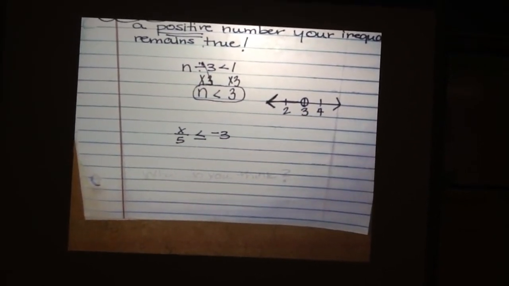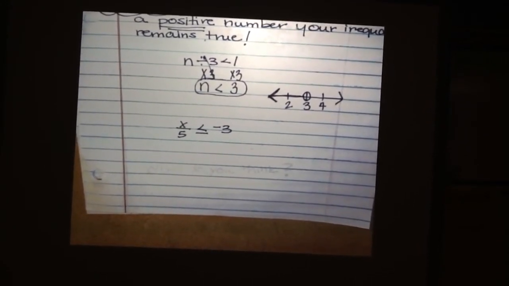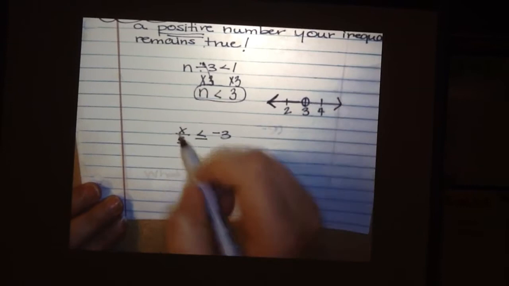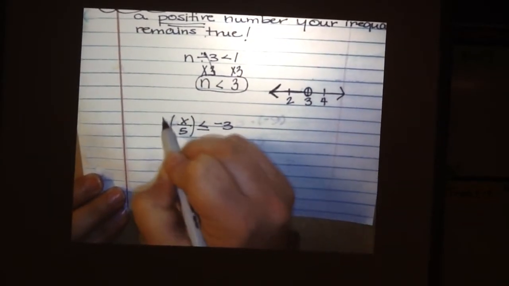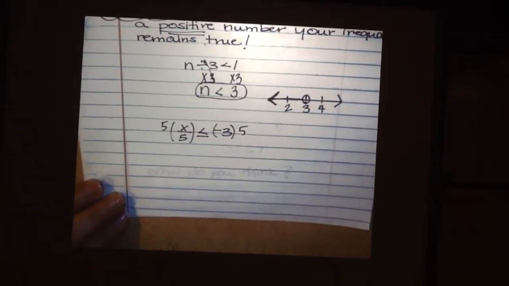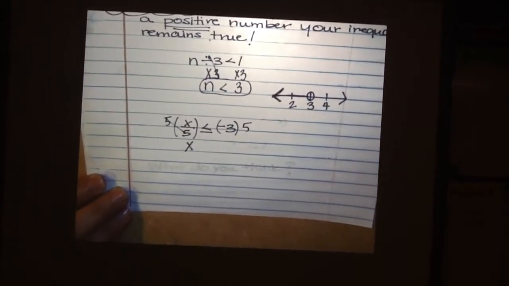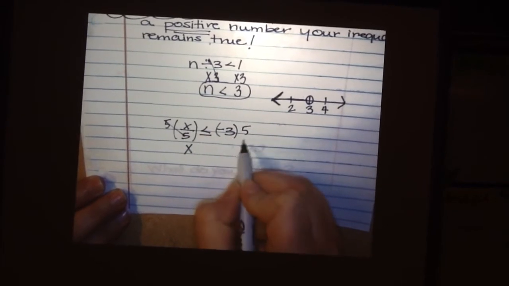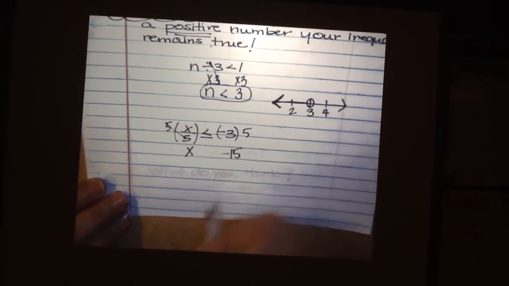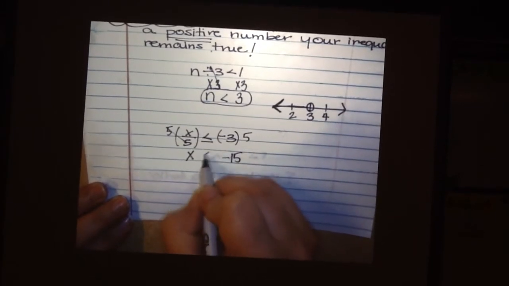Make sure to write this down. We're going to work through this. Okay, so this is division. We have a division problem here. So we are going to do the opposite of division, which is multiplication. So we're going to multiply by 5. What we do to one side, we have to do to the other. Okay, so our 5's cancel. We're left with x, and negative 3 times positive 5 will give us a negative 15. Since we multiplied by a positive number, our sign will stay the same.